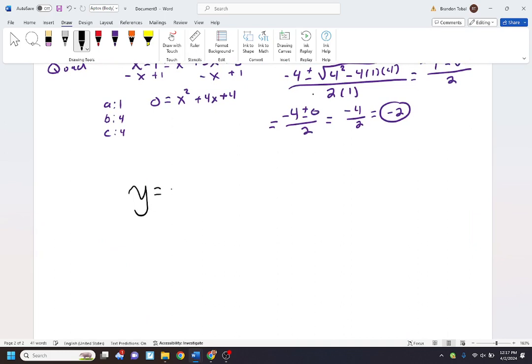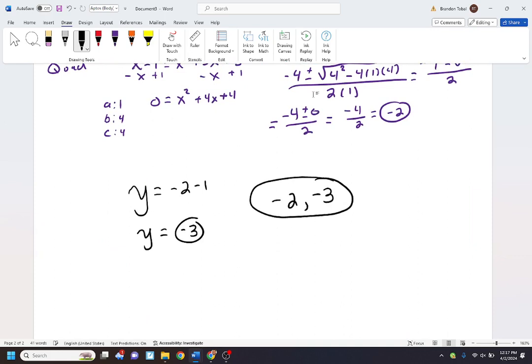Y equals negative 2 minus 1. Y equals negative 3. Negative 2 comma negative 3. My bad, I was still doing the x's.